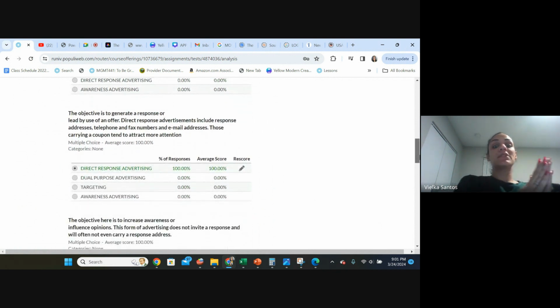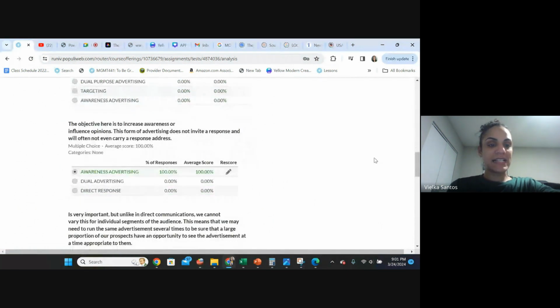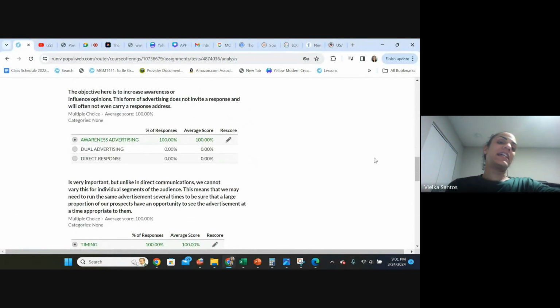And direct response advertising has the objective to generate a response lead by use of an offer. Direct response advertisements include response address, telephone, fax number and email address. Those carrying a coupon tend to attract more attention. We call it direct response advertising. The objective here is to increase awareness or influence opinion. This form of advertising does not invite a response and will often not even carry a response address. That's what causes awareness.